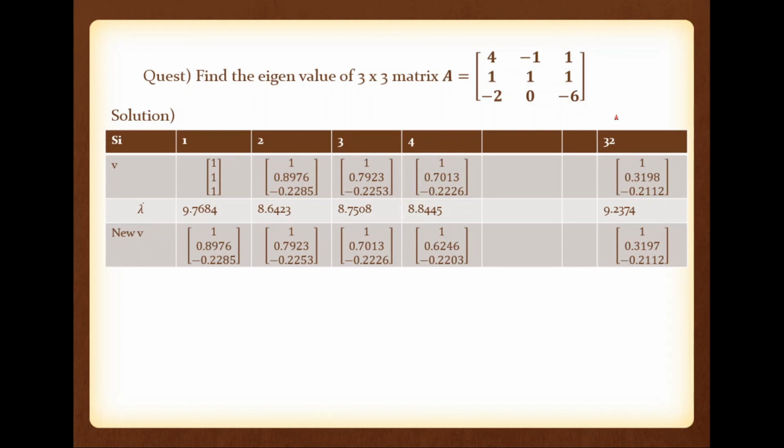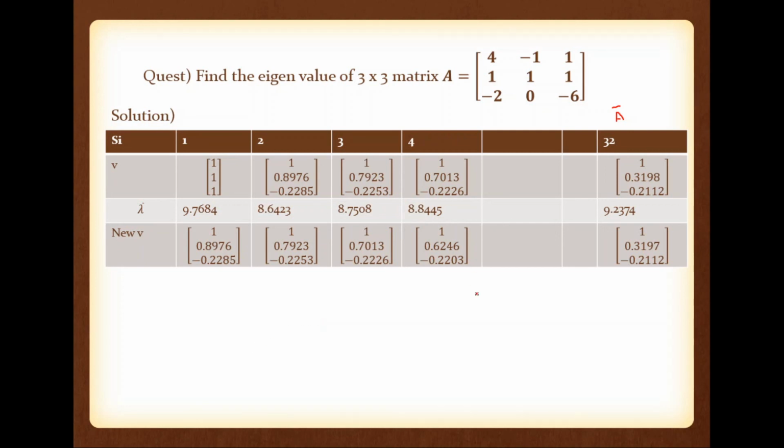Post multiply it with A bar. So we have our output vector whose largest value is 9.2374. Taking this one outside, we have the normalized vector 1.3197, minus 0.2112. So you can see the initial vector of the 32nd iteration and the resultant normalized output vector are the same. This means this is the eigenvector of A bar, and 9.2374 is the largest eigenvalue of A bar.